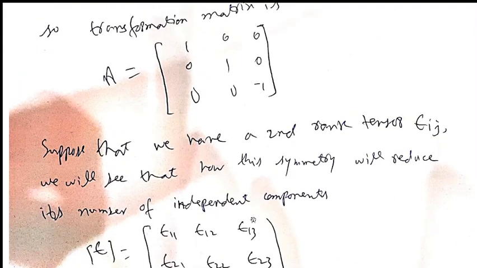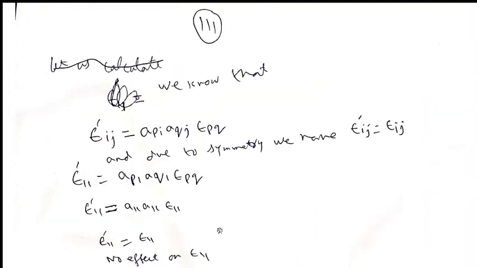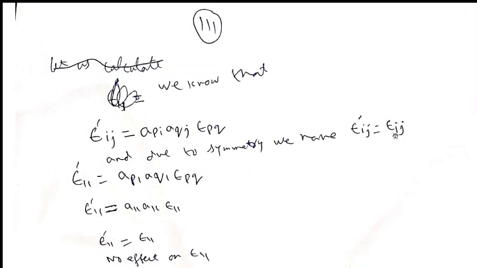Now we will see that we have a second order tensor. Suppose epsilon. If this is second order tensor, so it will have 9 components. We will see that how this symmetry will reduce the number of independent components. We know that this is tensor, so we can write this transformation law. And due to symmetry, as we have symmetry, it means that epsilon dash will be equal to epsilon, because we are supposing that there is symmetry. So due to symmetry, epsilon dash will be equal to epsilon.